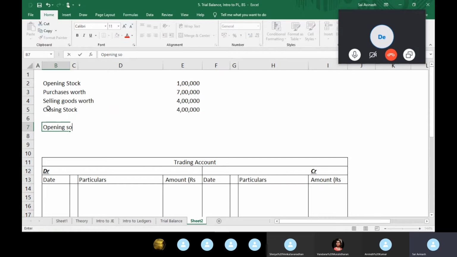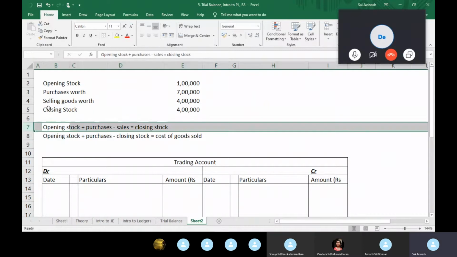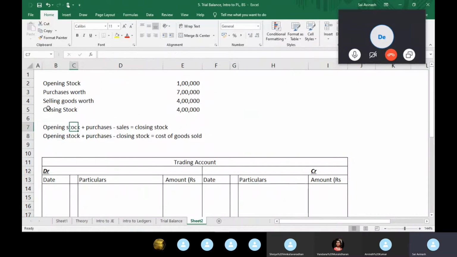Opening stock plus purchases minus closing stock is equal to cost of goods sold. Or you might have learned it the other way around. Basically, you might have learned it as purchases minus sales is equal to closing stock. Right. So basically, what I'm doing, I'm going to take purchases to be.